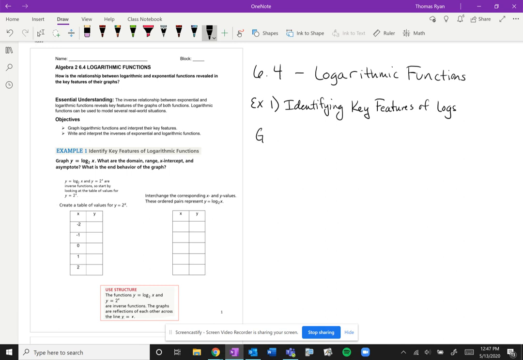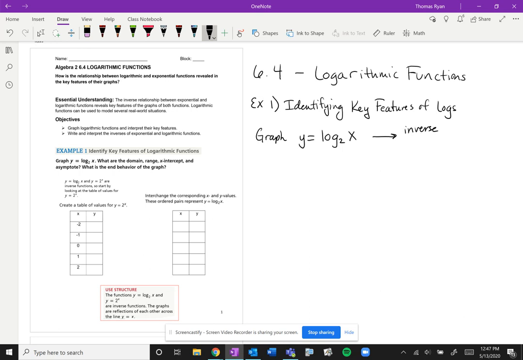So we are asked to graph the function y equals log base 2 of x. But if you're like me, I have really no idea what that means. I don't know how to take the log base 2 of many numbers. Well, maybe, but we're not at that point yet. But what we are at is we can think really well in terms of exponentials.